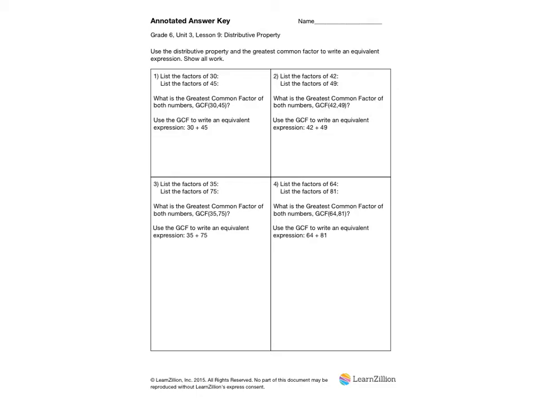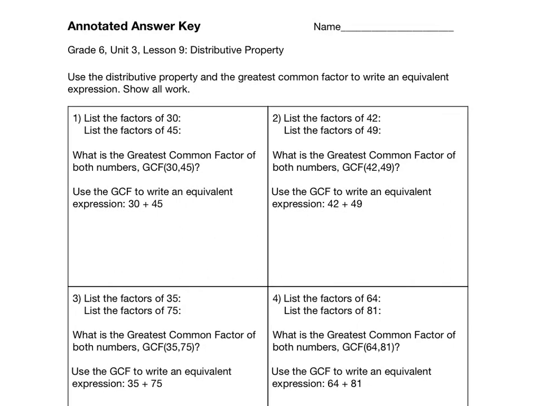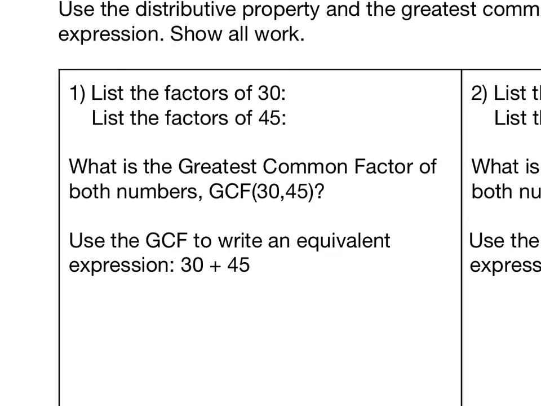Let's get started. It says here at the top, use a distributive property and the greatest common factor to write an equivalent expression. Show all your work. All right, number 1, list the factors of 30, then list the factors of 45. What is the greatest common factor of both numbers? What's the GCF of 30 and 45? Then use the GCF, or the greatest common factor, to write an equivalent expression, 30 plus 45.